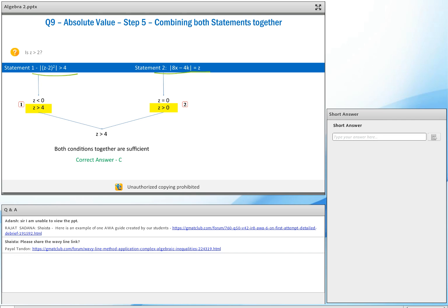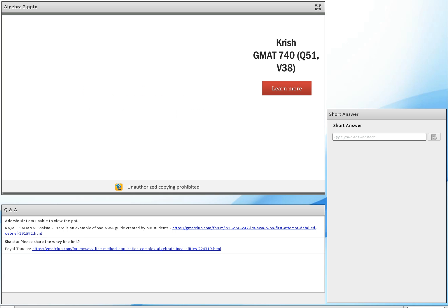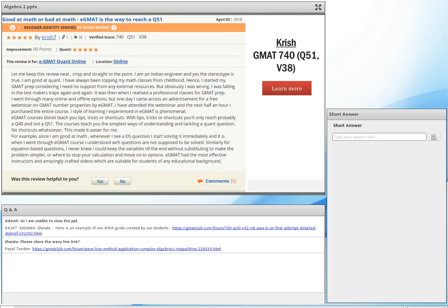Frankly, GMAT quant can be very easily mastered. You can improve from a low GMAT score if you focus on learning the right stuff. And what I'm going to do is share some success stories with you right now, so that you can see how students have indeed benefited from the e-GMAT course and improved their quant scores. This first success story is for people who think they are good in GMAT quant, and you should read the student's verified review on GMAT Club.